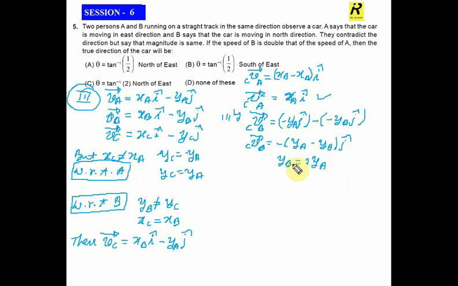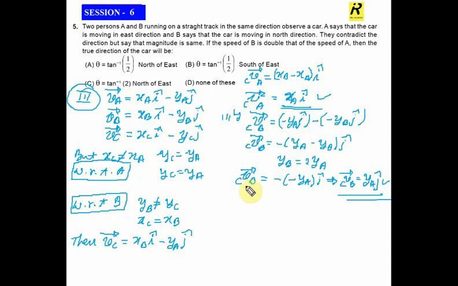This is what we already got in the first trial. So this is true, and from the given data we can rewrite this. Now VCB is simply minus of minus YA J cap. Otherwise I can write VCB is equal to YA J cap. So this is also correct. One result is here for VCB and one result is here for VCA. So we got two things, VCB and VCA.